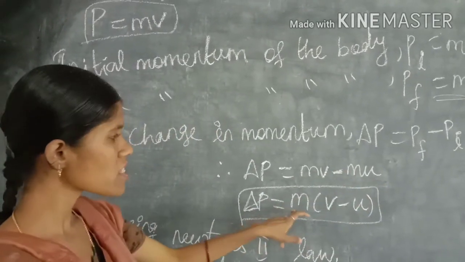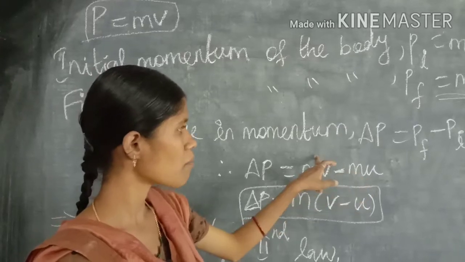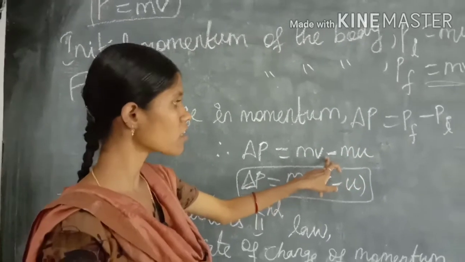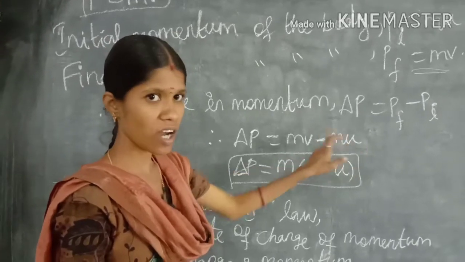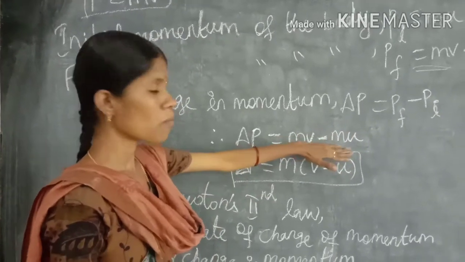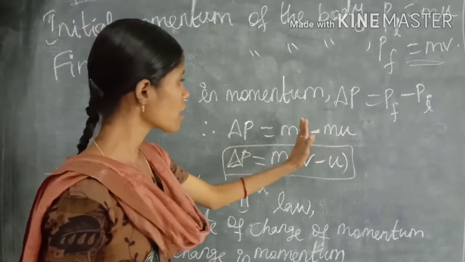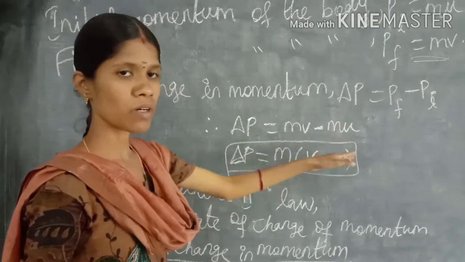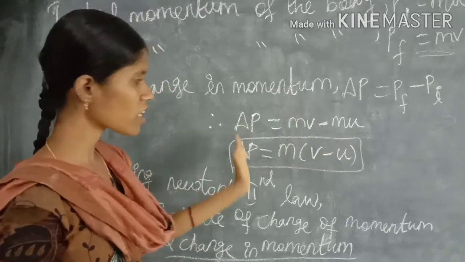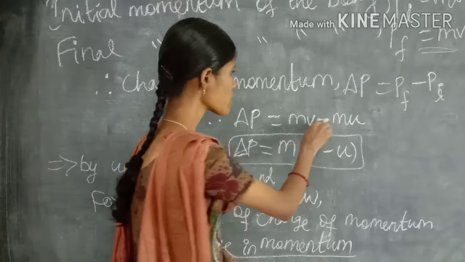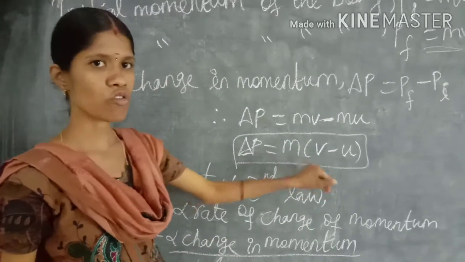In both cases the mass is constant. The varying terms are the velocities alone, not the mass. Since mass is fixed and common to both terms, we take it outside. So the change in momentum is equal to m into (v minus u).